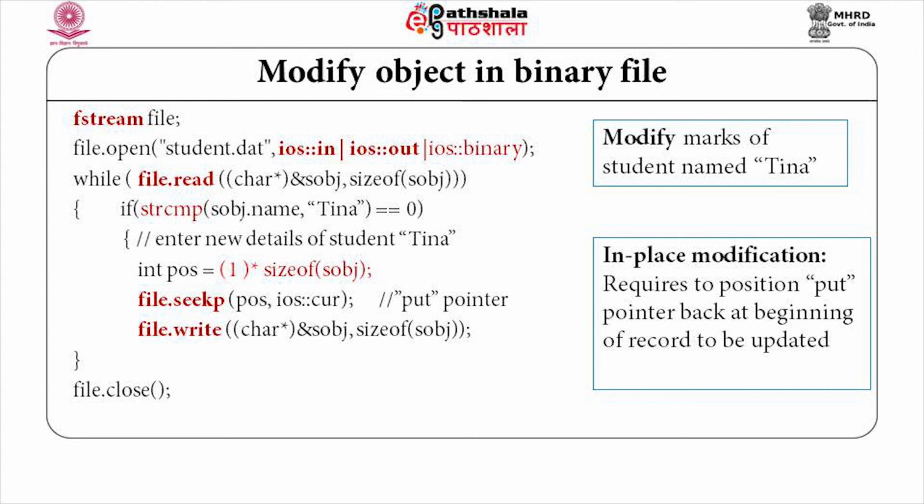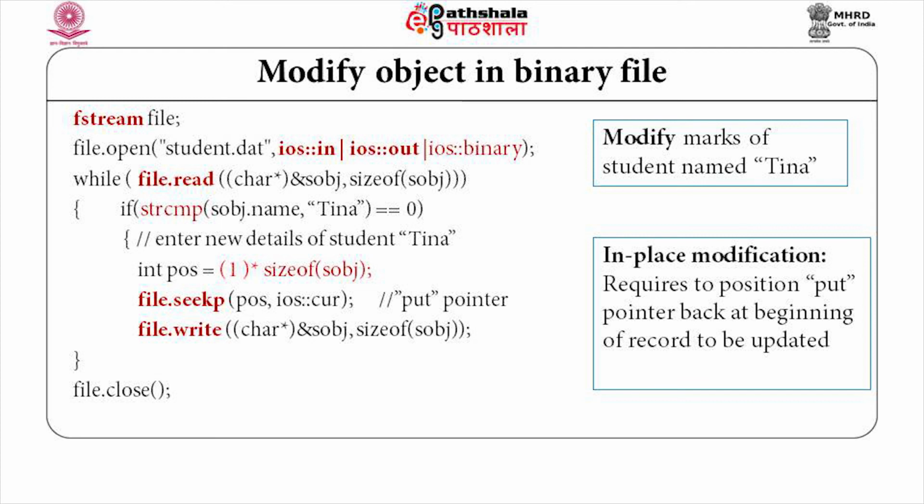Now, once it has moved ahead, suppose the object is of 20 plus 7 into 4, that is 28, so 48 bytes, then the pointer has moved 48 bytes ahead. So, we must put it back at the starting position of the object, and for that here we have used position is equal to -1 into sizeof(obj). Sizeof obj, if it is 48, then here it will be -48.